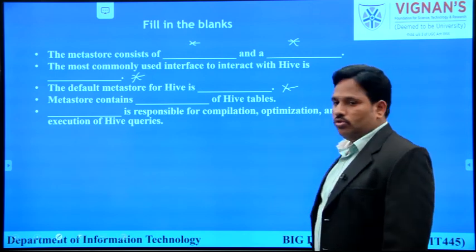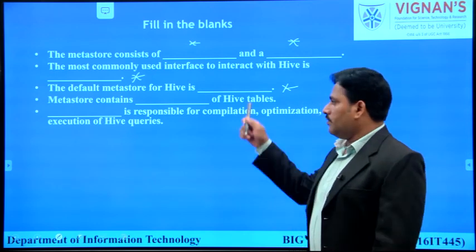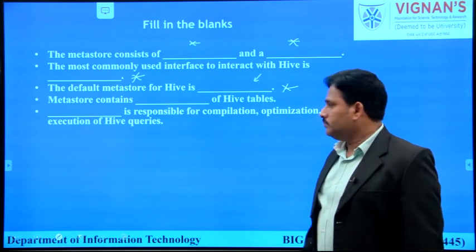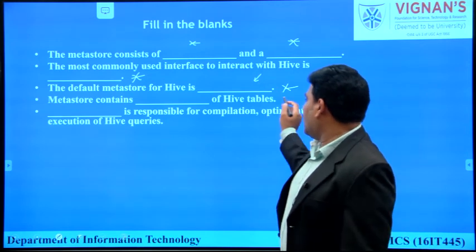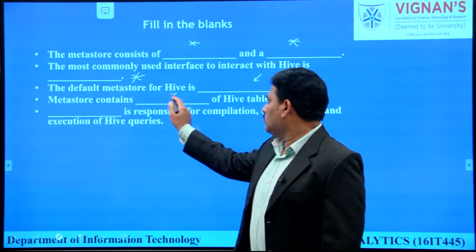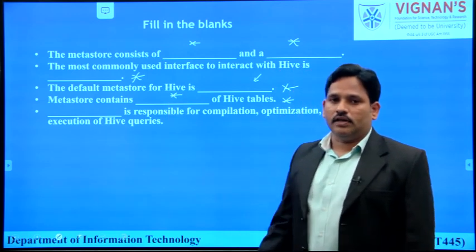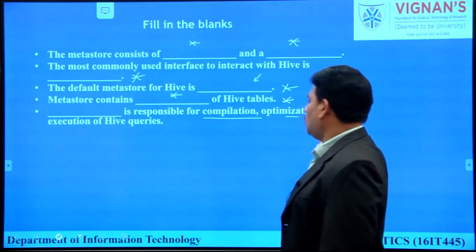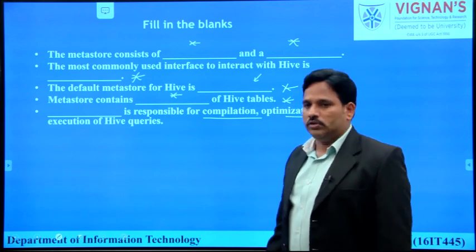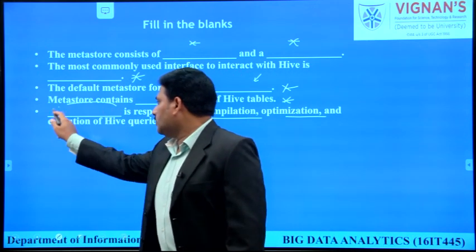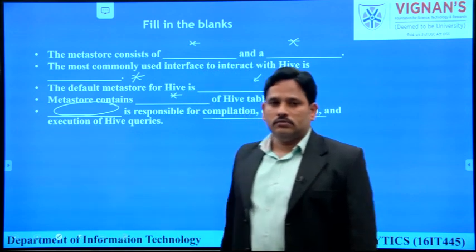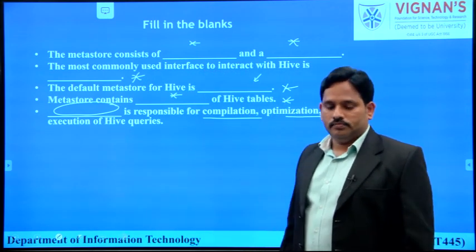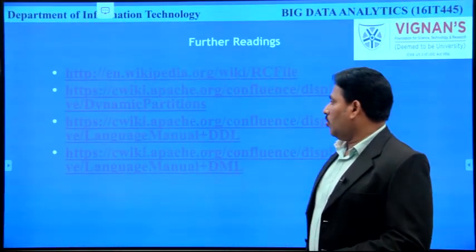The default metastore for Hive is blank. We have three types of metastores. Among those three, identify the correct one. Metastore contains blank types of Hive tables. What type of tables will a metastore contain? And the last one, blank is responsible for compilation, optimization and execution. Among the Hive architecture, pick the correct component which we can call the brain of Hive. So with this we completed the concepts.